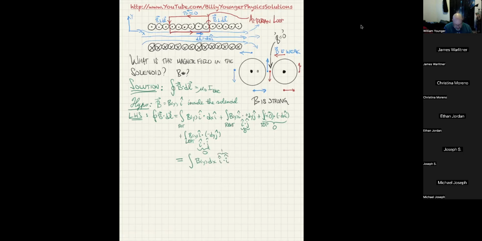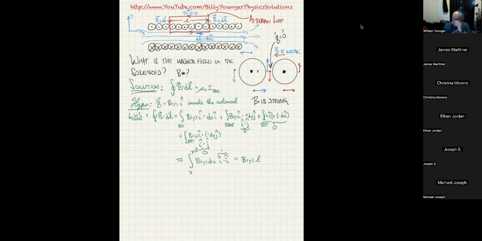And I'm going to integrate it essentially from x to x plus, let's say, L, because I'm going to assume that this length right here is L. Okay. So ultimately that just gives me B of Y times L.